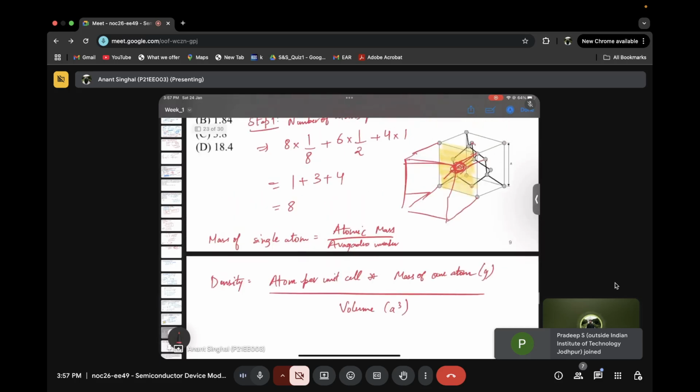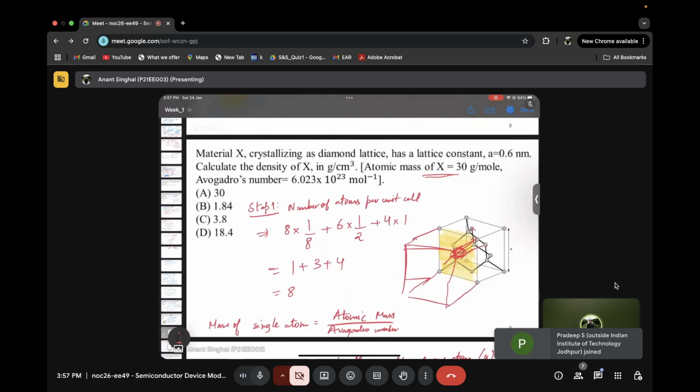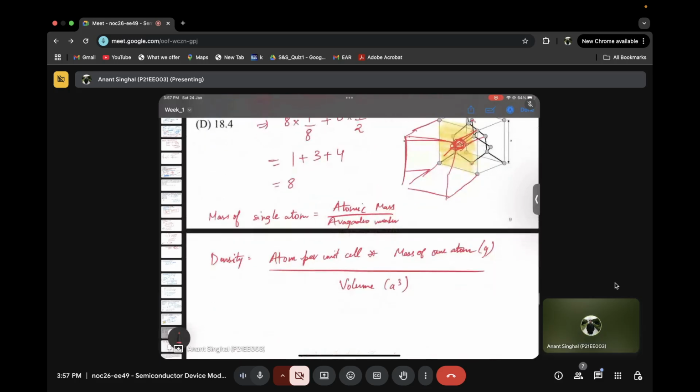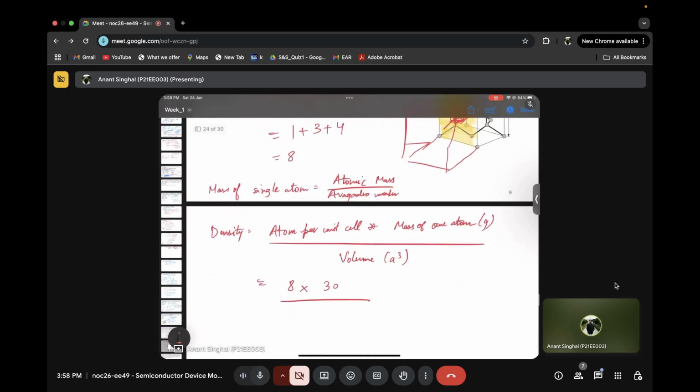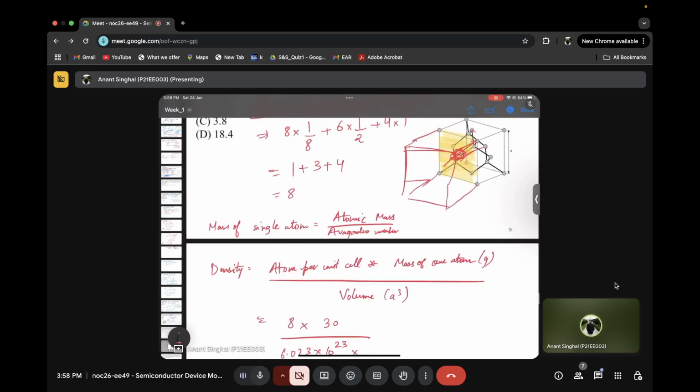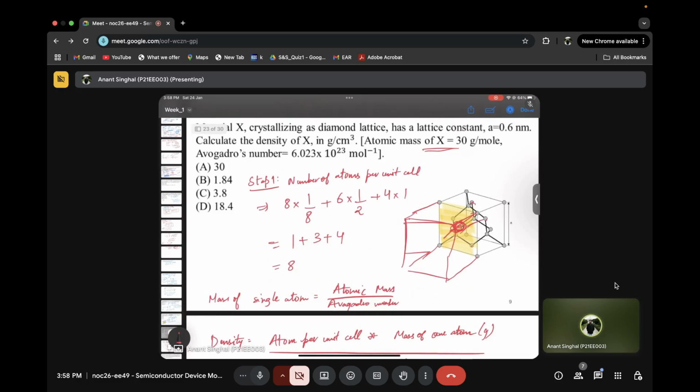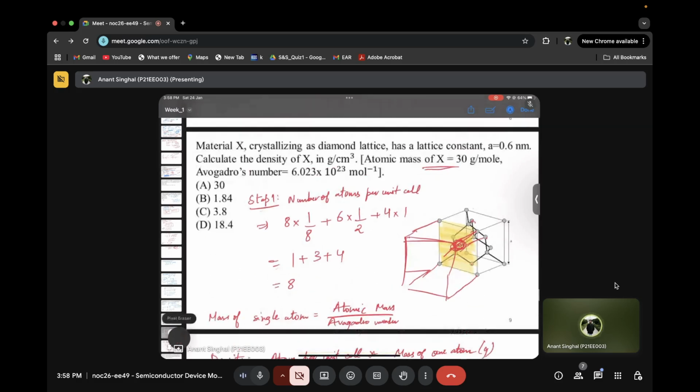So we have everything now, we just need to do some calculations. So let's do that. Atoms per unit cell is 8 for this. Mass of one atom is 30 divided by the Avogadro number, which is 6.023 times 10 to the power 23, if I'm not wrong. Yeah. And then a cube. For the diamond lattice, we have a given as 0.6 nanometer.